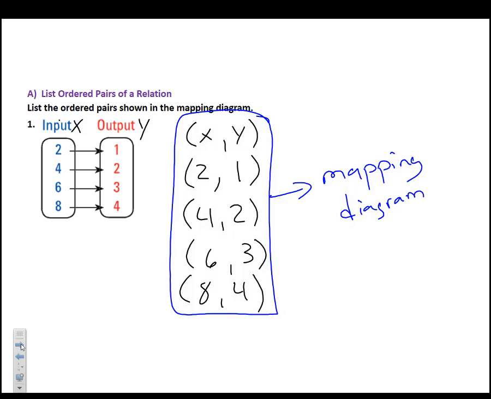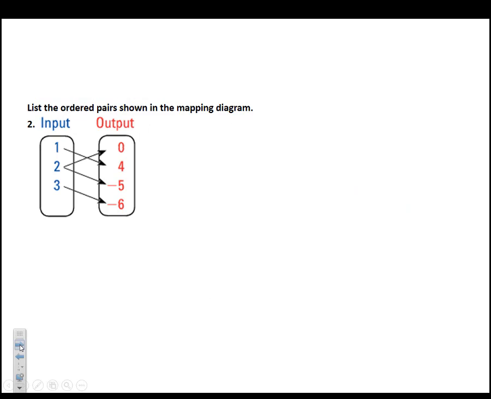And I'm sure that it makes a little bit of sense that you could go backwards. So go ahead and pick up your pencil, write that down. Here we go. Our next example, listing the ordered pairs shown in the mapping diagram.